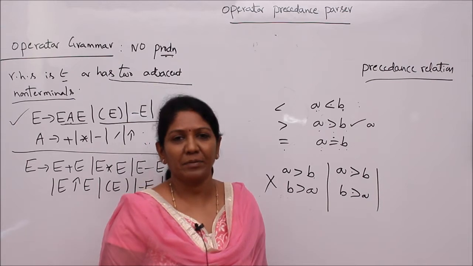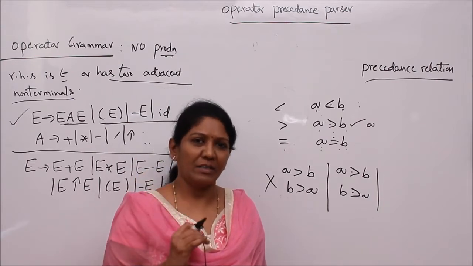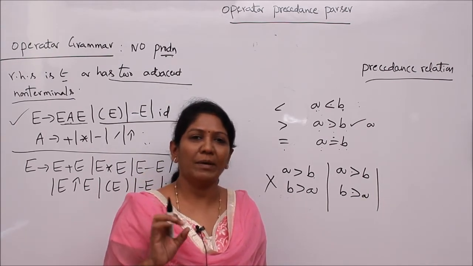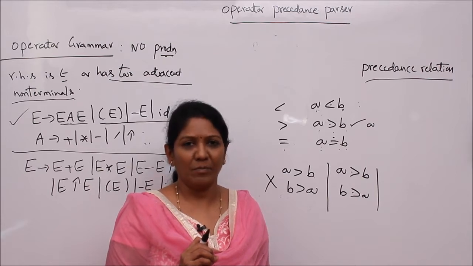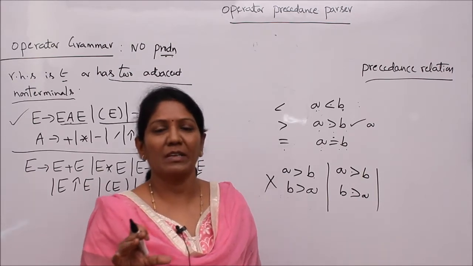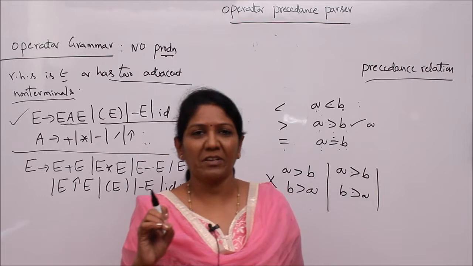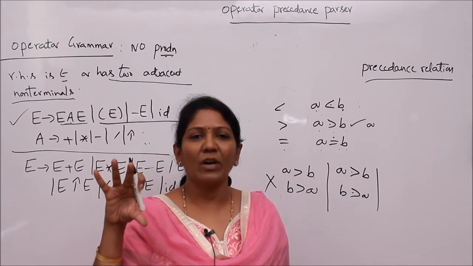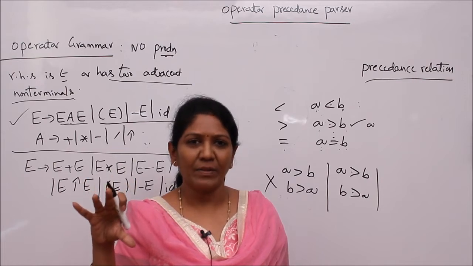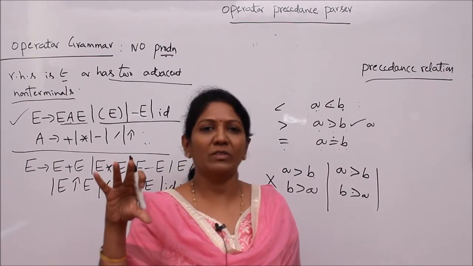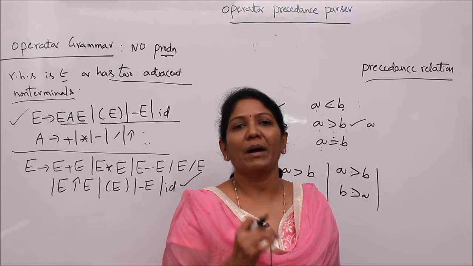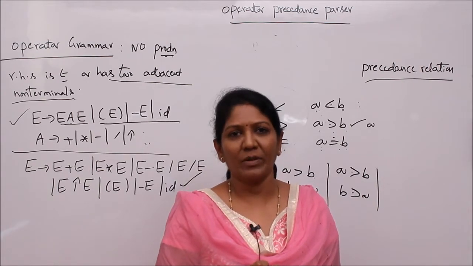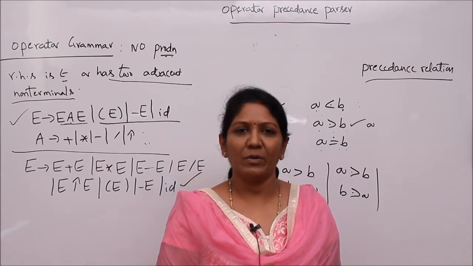So given a grammar, by looking at the operators in the grammar, we need to prepare a precedence relation table. We use a procedure, like the parsing table construction in LL1, and construct this relation table. Once you have this precedence relation table, the operator precedence parser uses it in parsing the given input stream. So let us take an example to understand this.